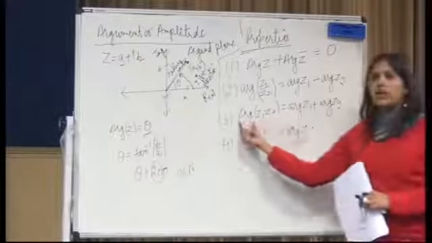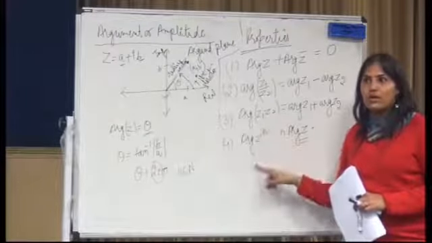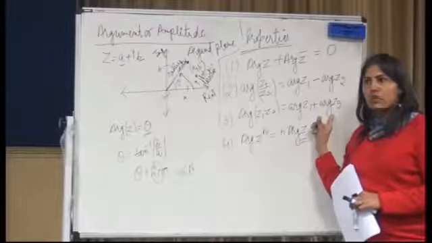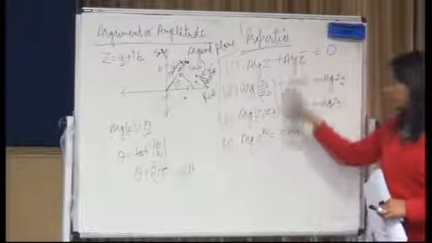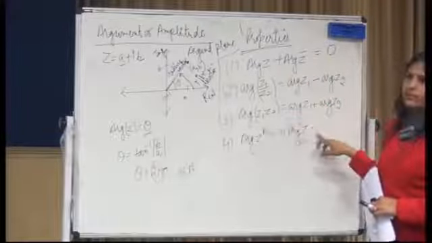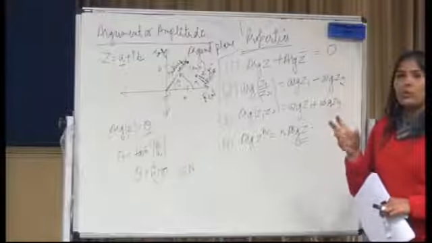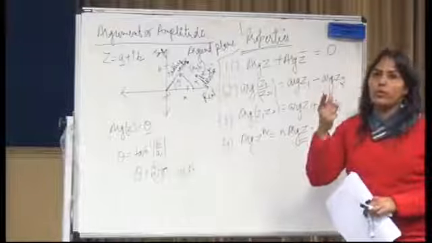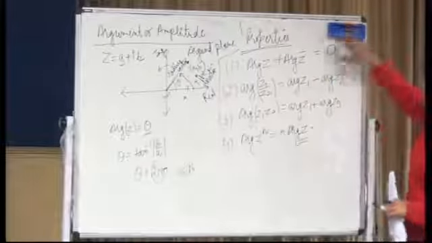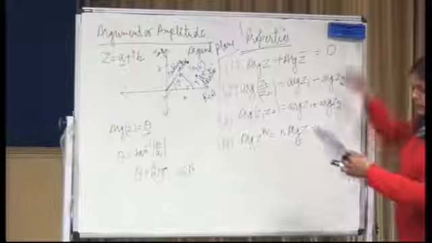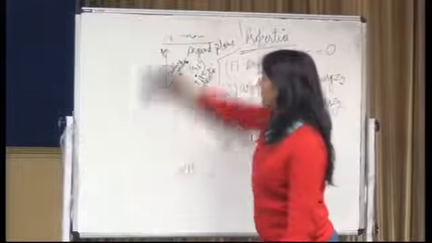Basically you can compare the argument properties with logs. Log formulas are the same: log mn is log m plus log n, log m by n is log m minus log n, and log m to the n is n log m. So the argument properties are similar to log properties. If you forgot, you can memorize the log properties because that is simple. Is this okay? Can we take the question? For the question, I am taking each and every quadrant.